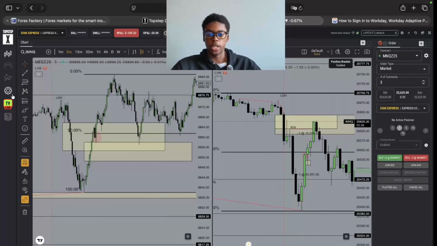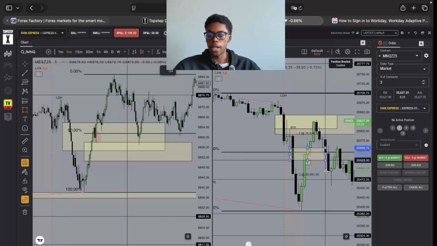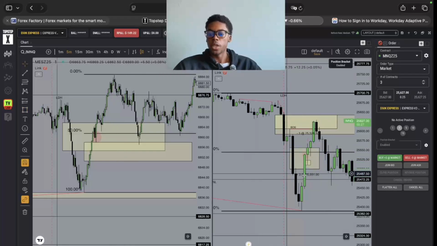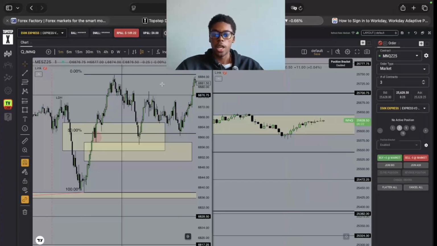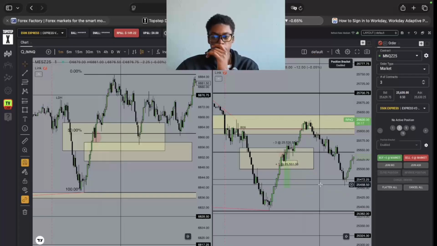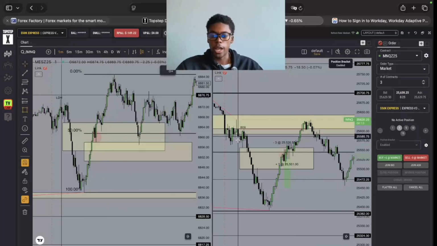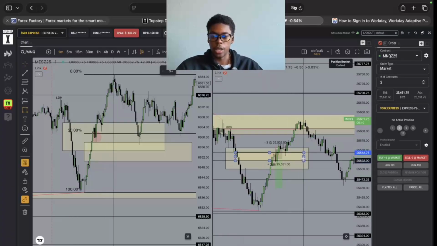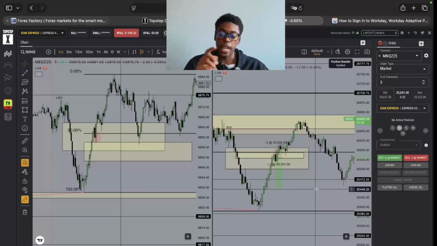The first confluence I had in mind was this 5 minute sell side imbalance that was formed. And inside of this 5 minute sell side imbalance, there was a 1 minute sell side imbalance, and that is the imbalance I looked to take a trade inside of. So we had a 1 minute imbalance here that was formed, and once that imbalance was formed, that is where I wanted to place my entry.